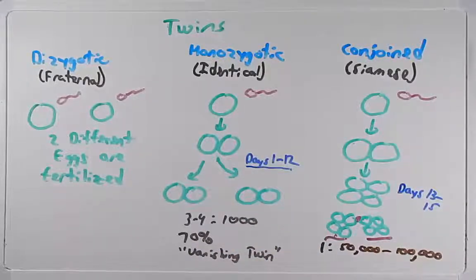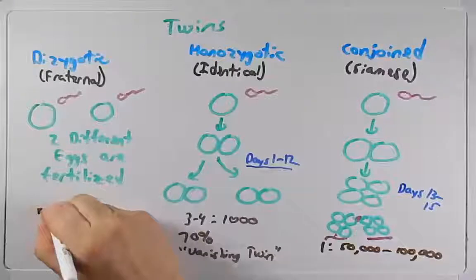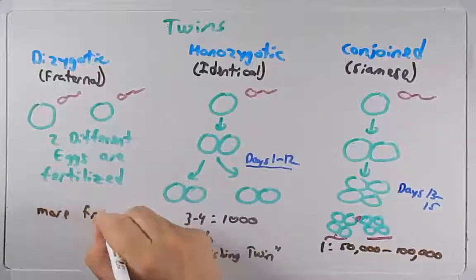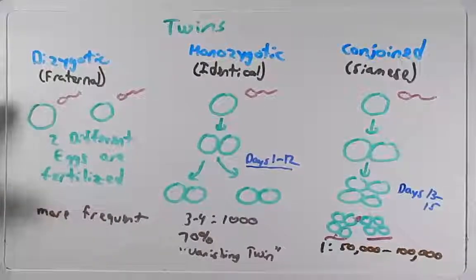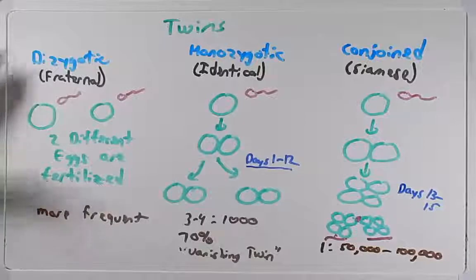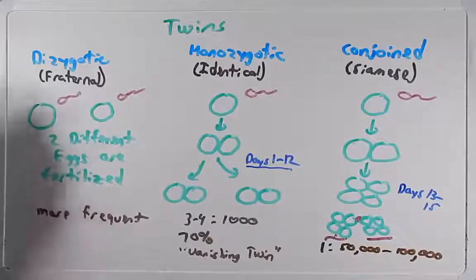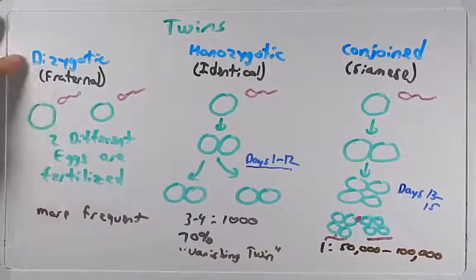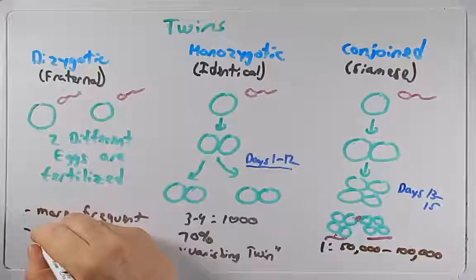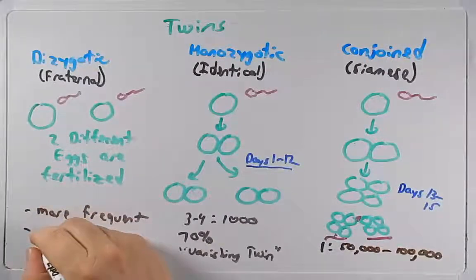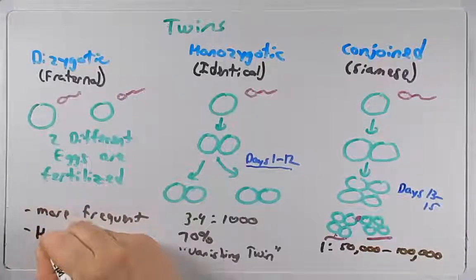Dizygotic twins happen much more frequently. So I'm just going to put more frequent. In fact, we see more of these now because when we use artificial reproductive technologies to help couples have children, often a result is multiple pregnancies due to dizygotic twins. I should also mention that you often hear people say that twins run in families or they skip generations and things of that nature. And from what we can tell, the types of twins that run in families, so to speak, are the dizygotic twins. So this is heritable.